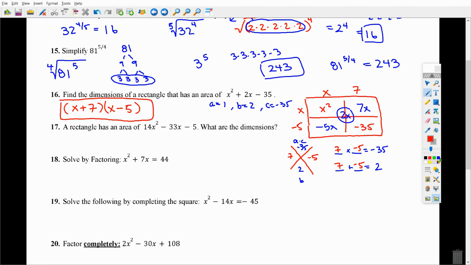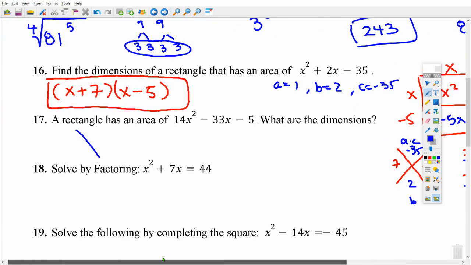Number 17 is very similar, except different numbers, really. So I'm going to do the same process as I did earlier. I might squeeze it in here, though. I'm going to zoom in a little bit. So we have our a times c. So you might need a calculator for this. I guess you could check if there's any greatest common factors in here, but I don't see any.